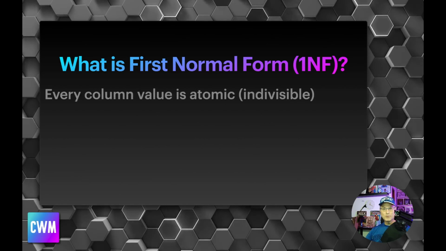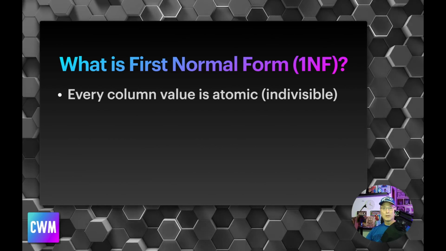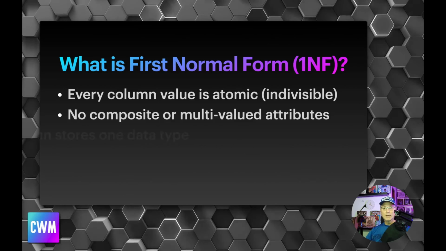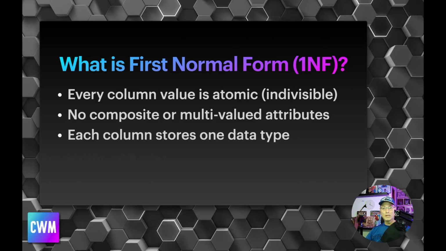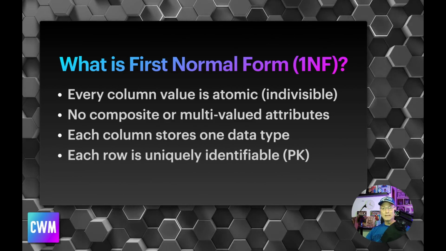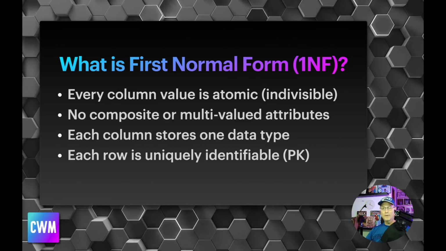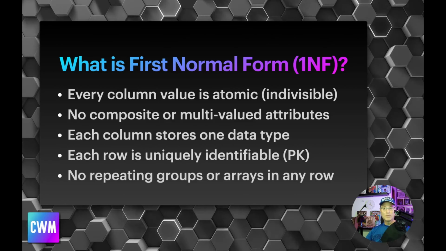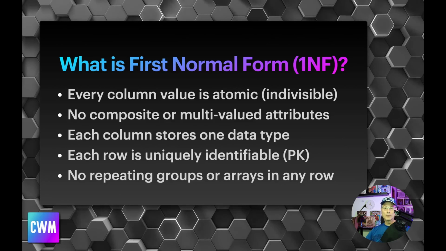Well, first normal form says one cell, one value. This means no composite or multi-valued attributes, and each column holds one data type. Each row should be uniquely identifiable and keyed with an identifier. And finally, each row must be uniquely identified in itself. There can't be a repeating group like phone 1, phone 2, phone 3 in the same table.